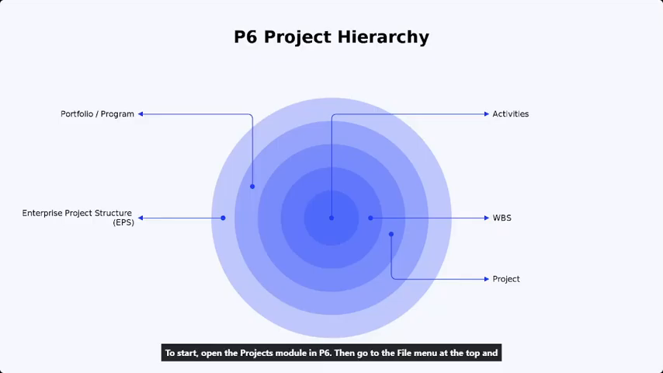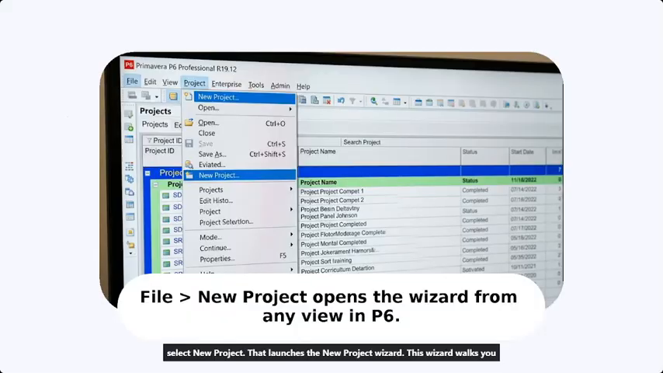To start, open the projects module in P6. Then go to the File menu at the top and select New Project. That launches the New Project wizard. This wizard walks you through each required field in a fixed, predetermined sequence. You can't skip any steps, and that's actually quite helpful because it ensures nothing critical is left blank before you save your new project. On this first screen, you pick an EPS node.